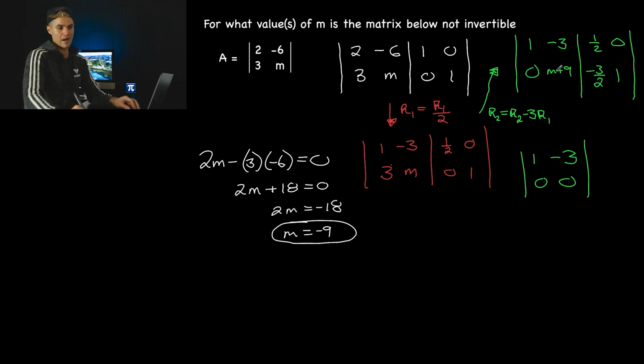But for any other m value other than -9, we can make this -3 into a 0 by doing some operation, and then we can make that into a 1, right? So for any other m value other than -9, this matrix would be invertible. However, with this m value of -9, you'd end up with a row of zeros, so it's not going to work out. All right, so that's the longer way to show it. This is the shorter way. When the determinant is going to equal 0, the matrix is not invertible.